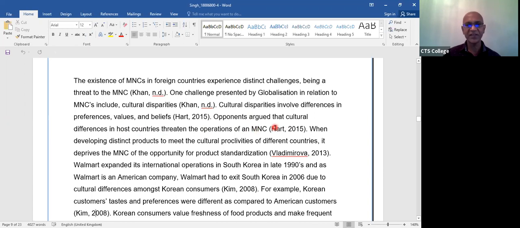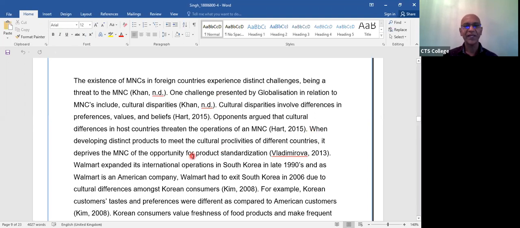Now, the student is going down a very slippery slope because you are not required to discuss the challenges that globalization presents on MNCs. It is the opposite. In this assignment, you are to discuss the problems created by MNCs. So not the challenges that globalization poses to MNCs, it is the opposite. You are to discuss the challenges or the problems or the issues that MNCs create in the globalization process.